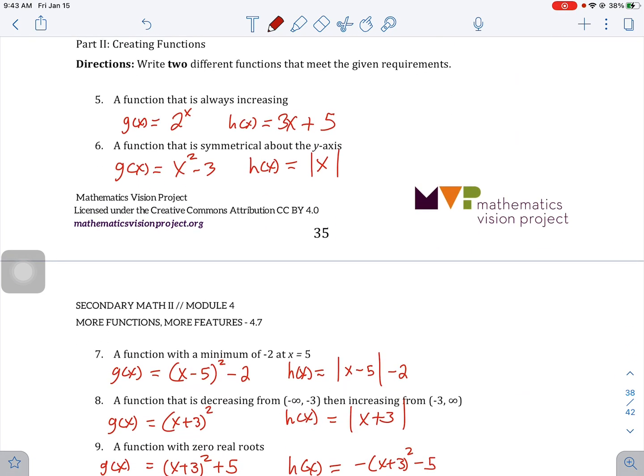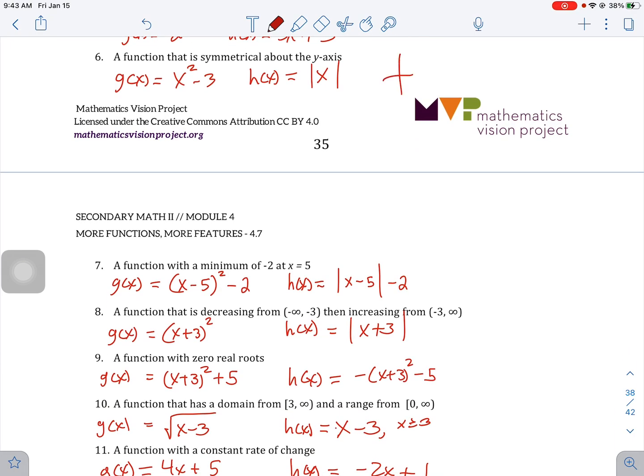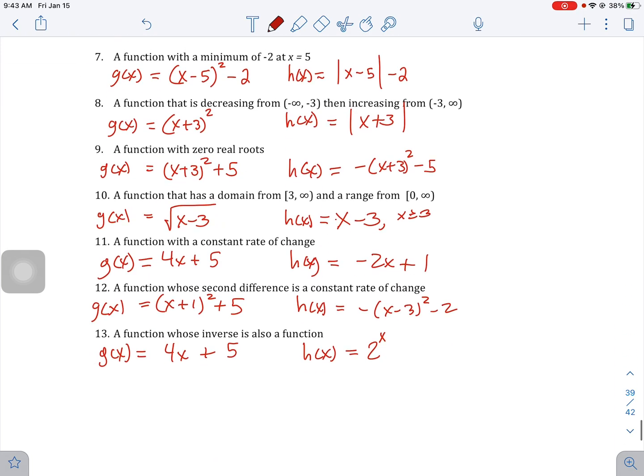The next part was coming up with examples, so yours will be different. If it's always increasing, it's exponential, or you could have a linear 3x plus 5. Symmetrical: x squared minus 3, or the absolute value of x. A minimum of -2 at x equals 5. Well, if x is equal to 5 here, the square part becomes 0, and so the value will be -2. If it's anything but that, that square will be positive and we'll push it higher. Same thing with absolute value.